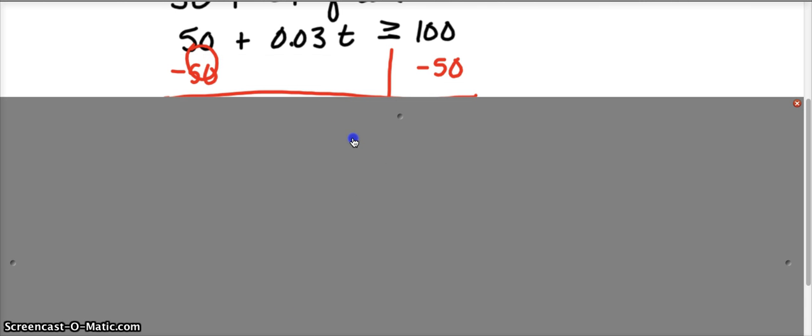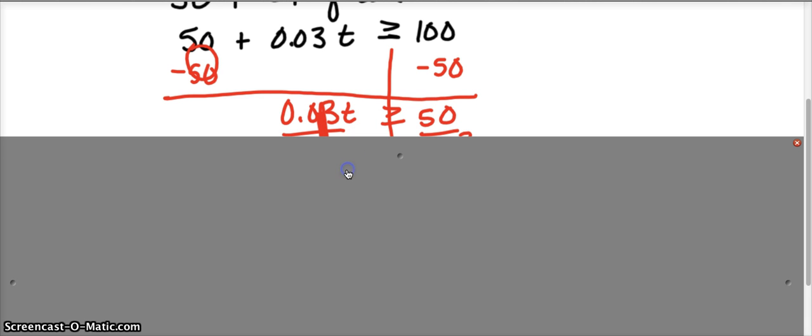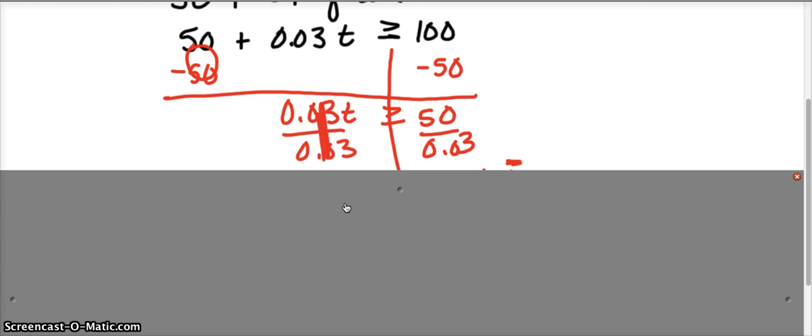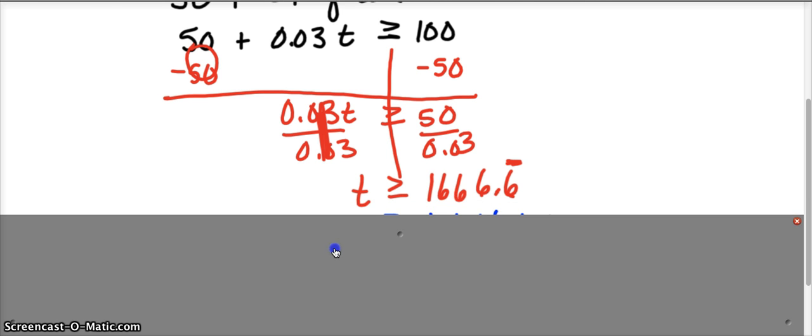And 50 is that constant. So by subtracting 50 on both sides, we've got the first step of this equation. That brings us to 300t is greater than or equal to 50. Now we want to make a 1 by dividing by 300 on both sides, and you find out that t is greater than or equal to 1,666.6 repeating.